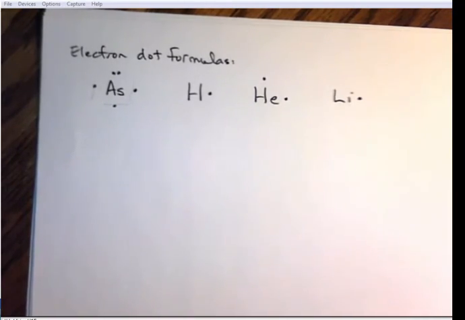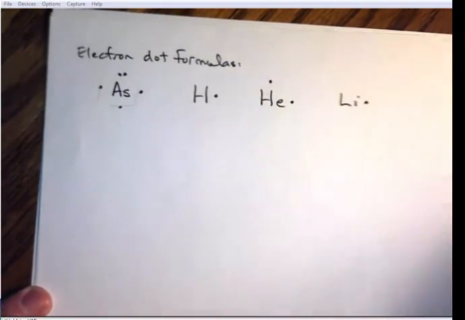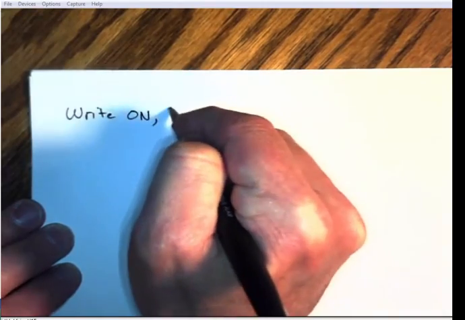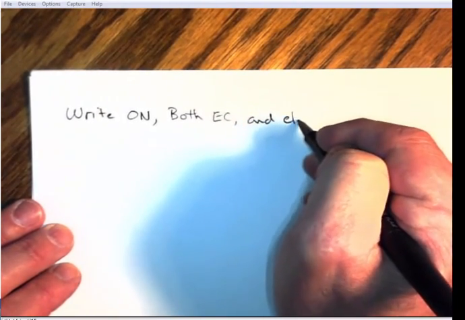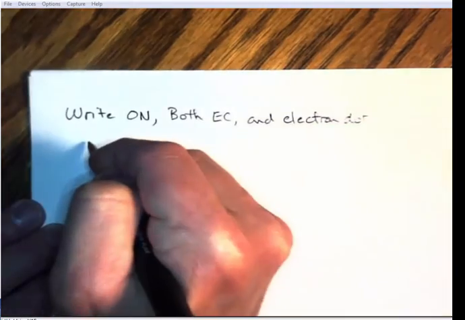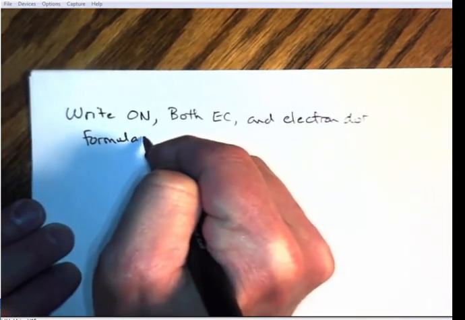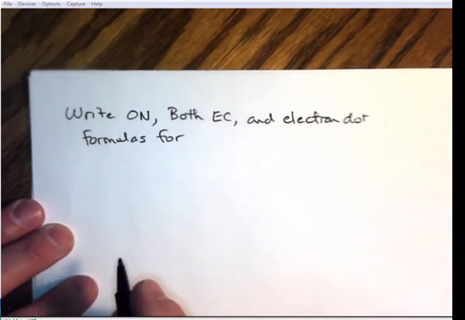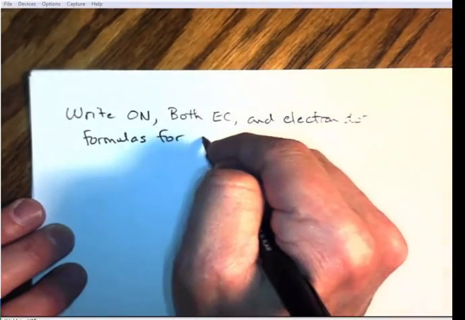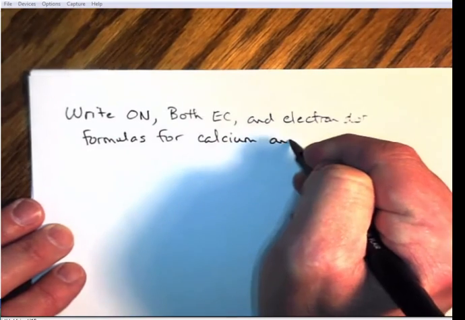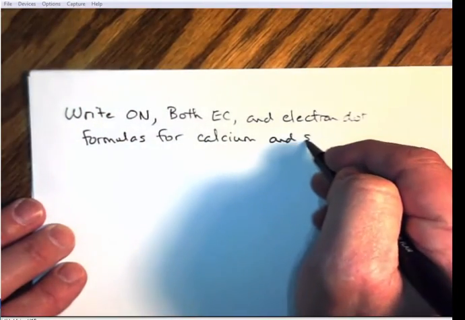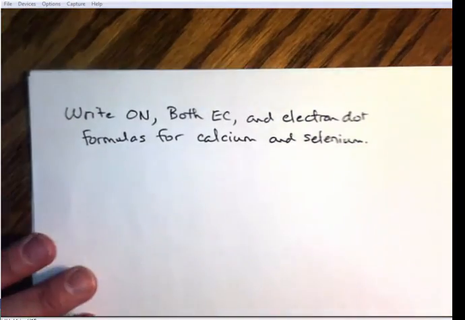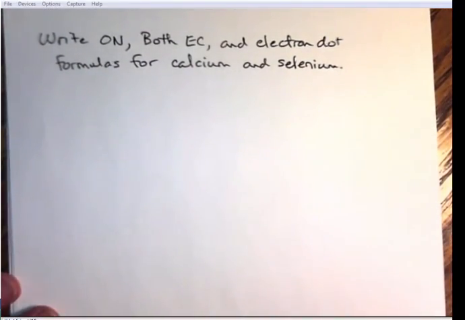All right. Let's give you guys a homework where you write orbital notation, both kinds of electron configuration, and electron dot formulas for calcium and selenium. Got that? That shouldn't be too hard, right? This is homework.